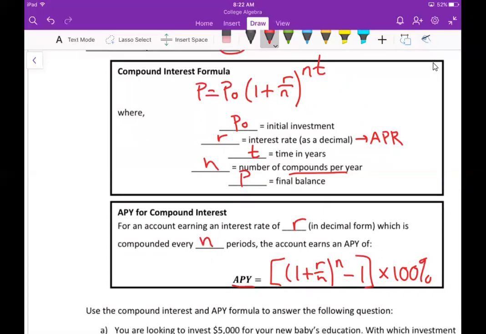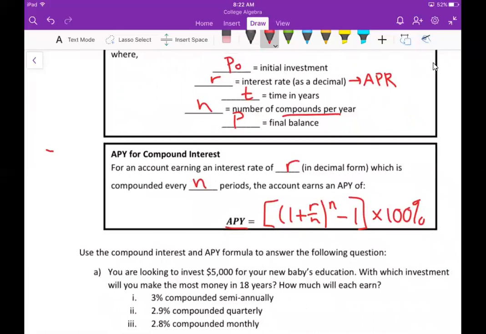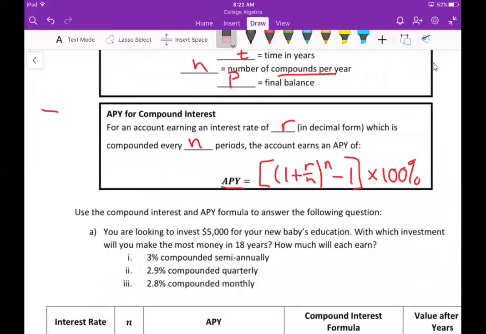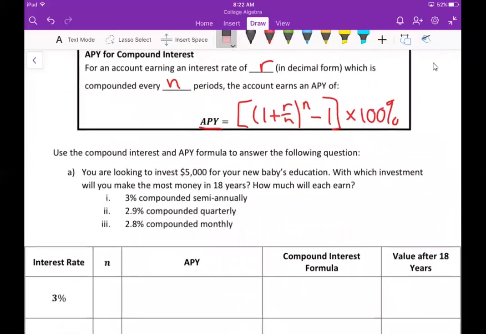All right, so let's get some practice with these new formulas. So another fairly common problem here, investing money for a long amount of time, like investing money for a new baby's education. So here we're going to use this compound interest and APY formula that we just came up with to answer this question. We're going to invest $5,000 for our baby's education. We want to know with which investment will we make the most money in 18 years, right? A lot of the time you're waiting 18 years, that's when they'll go off to college, and we want to know how much we will earn.